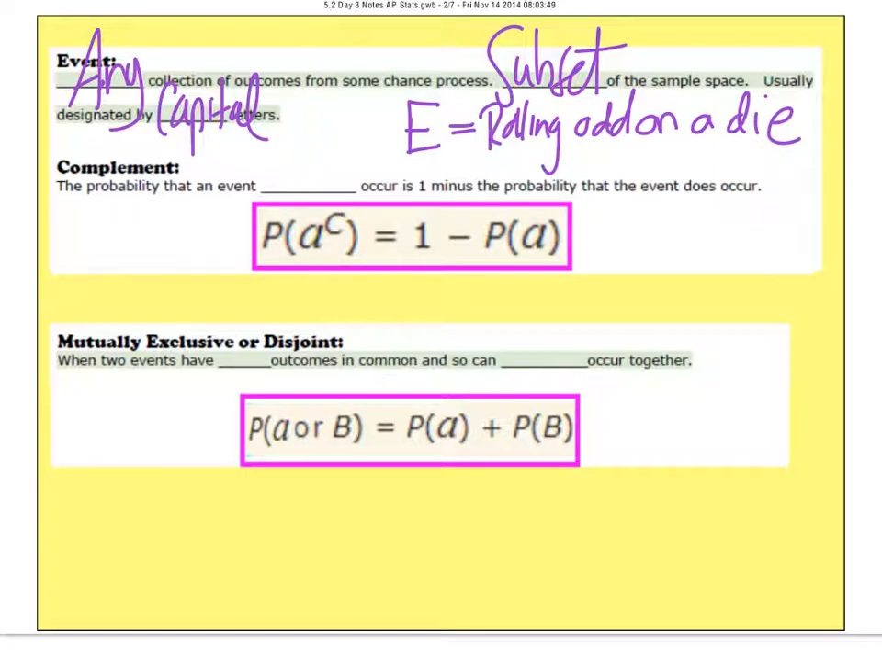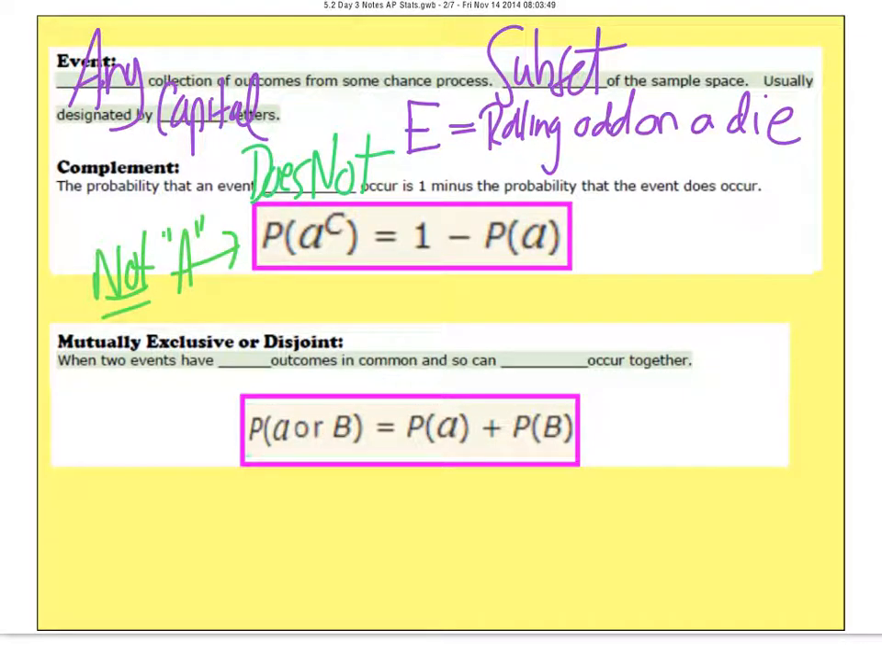Okay, let's talk about complement. The complement rule says you take the probability that an event does not occur and subtract it from 1, and that gives you the probability that the event does occur. So this is some math shorthand. The P means probability. This is of event A. What is the probability of the complement of event A? Well, if you take the whole set, or 100%, and you subtract event A from it, this means not event A. So do know that this right here means not A.